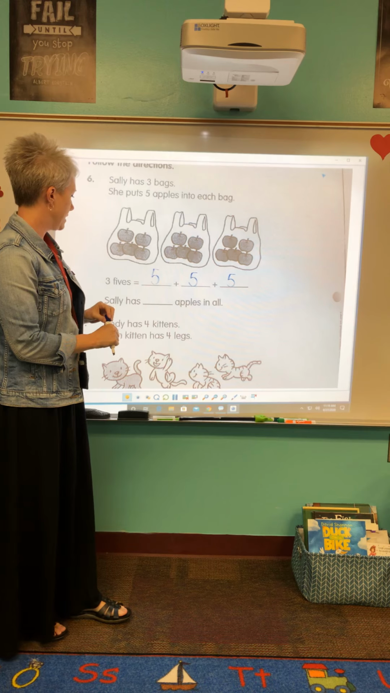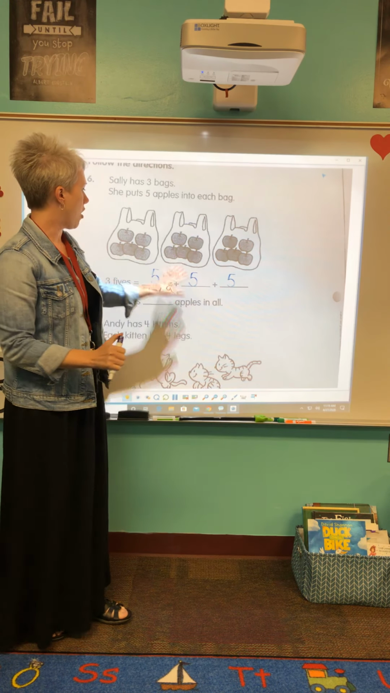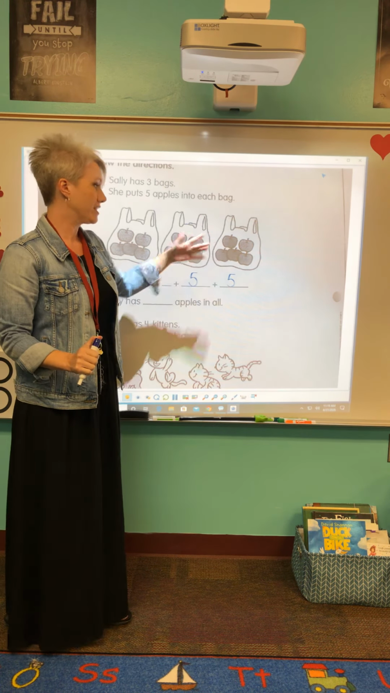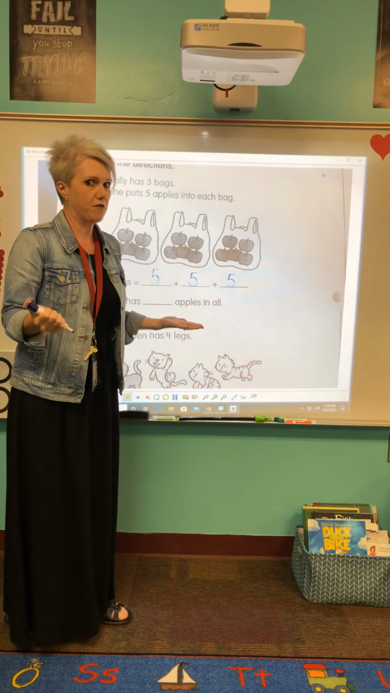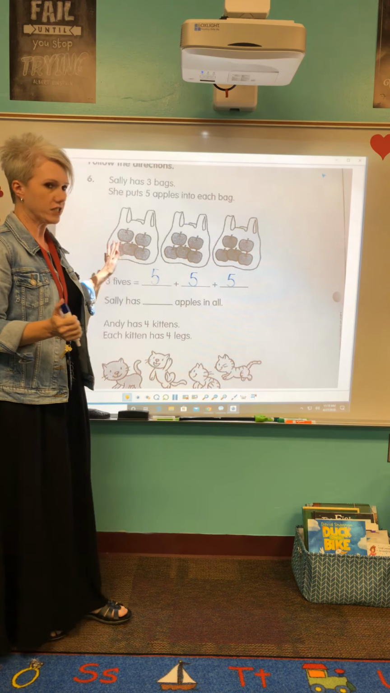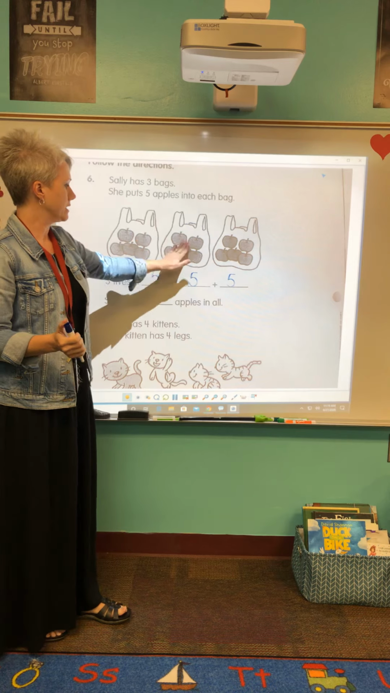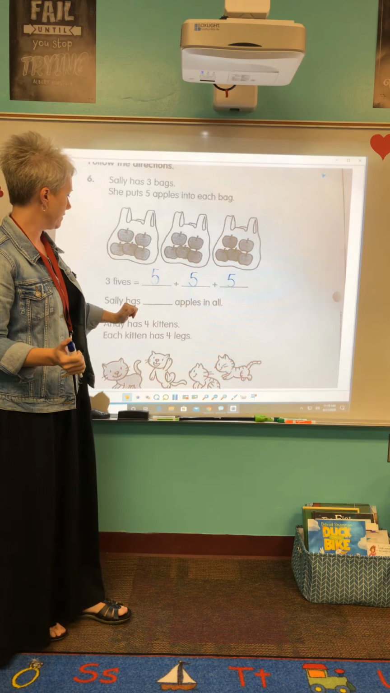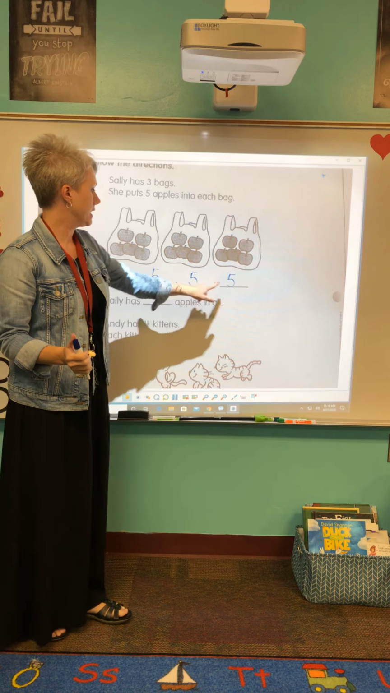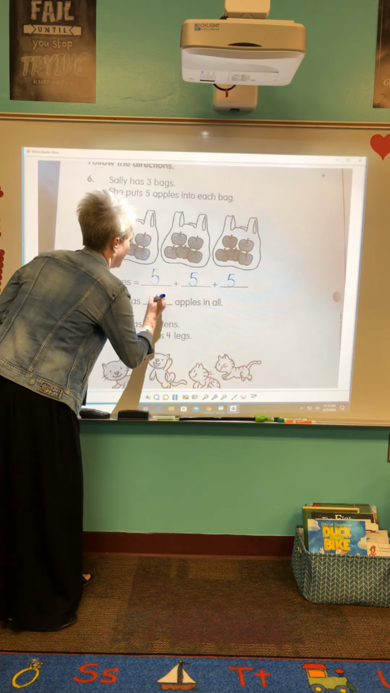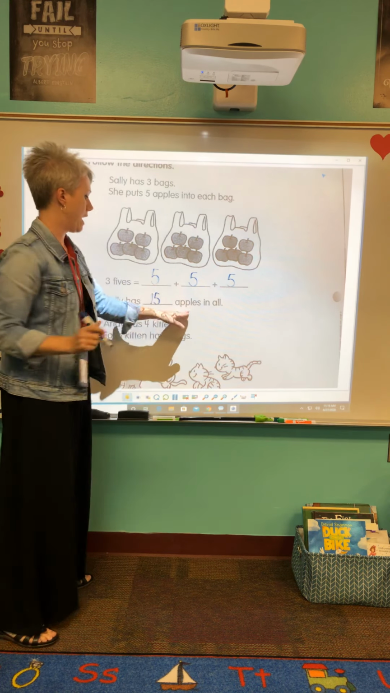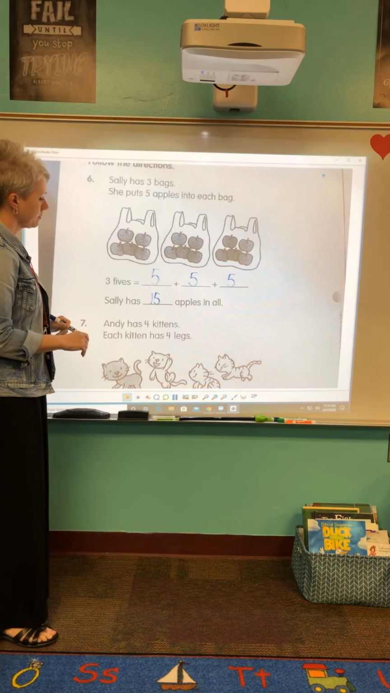Now, Sally has blank apples in all. We can count each apple, but since there's 5 in each and we can count by 5s because we're super smart, we just count by 5s. 5, 10, 15. 3 5s is 5, 10, 15. She has 15 apples in all.